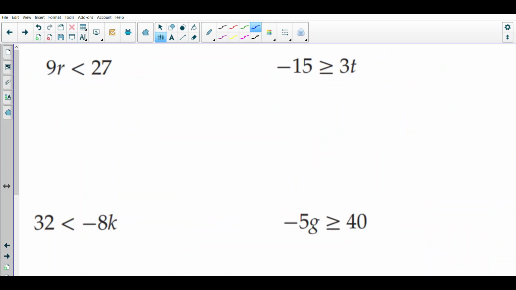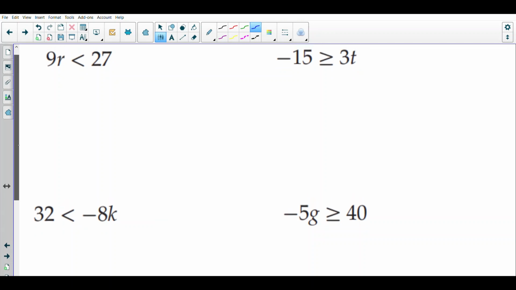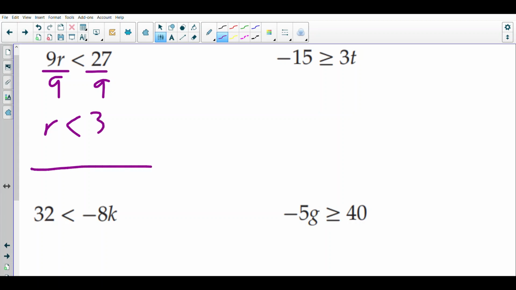Okay, now let's do some quick ones. So very simple, but let's practice, and see if you can do this before I do. All right, so 9r is less than 27. Divide by 9 on both sides. So r is less than 3. It stays the same because I divided by a positive number. 0, 3, open circle to the left.